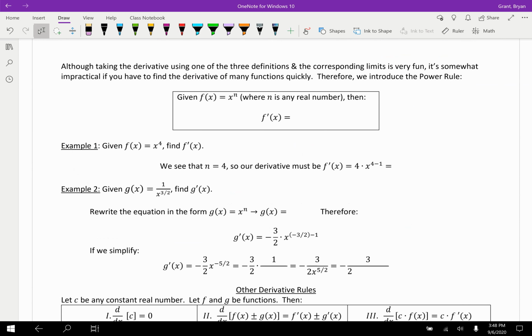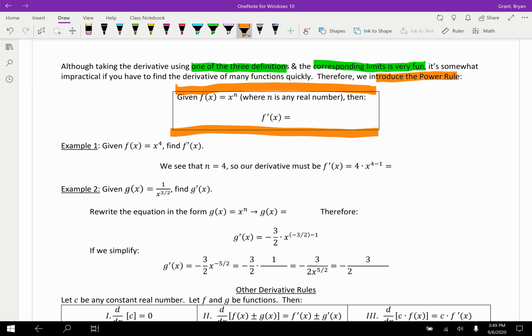Now that we are comfortable with the notation, we are going to get our first shortcut. Although taking the derivative using those three definitions, using limits, is super fun. Remember how it took up like 10 lines every time we did one derivative? It's kind of impractical if you have to find the derivative of a lot of functions, or even just one function. So the first rule we're going to begin with is the power rule. The power rule is boxed right here. Very exciting.